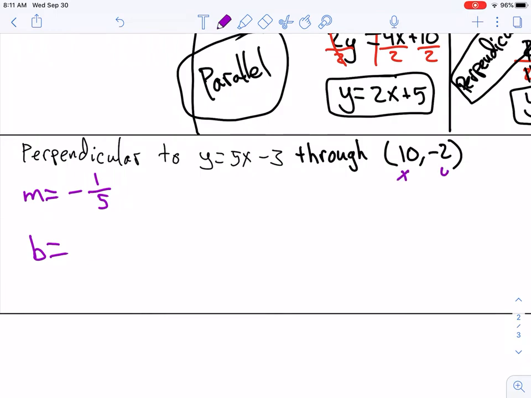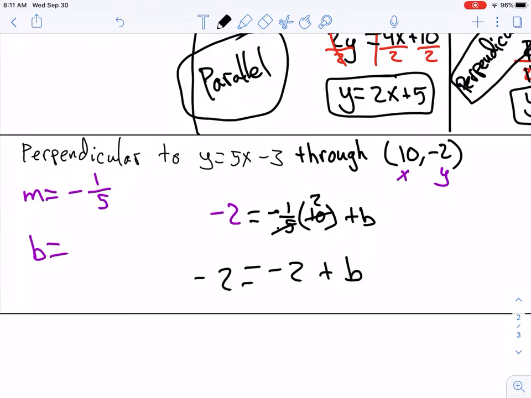So here I have an x and a y. So I'm going to say y, that's my y value, equals m, which is negative 1 over 5, times x, which is 10, plus b. That's what we're trying to find. We don't know that yet. So I'm going to multiply 1 over 5 times 10. These cancel out to give me 2. So negative 1 times 2 is negative 2. And then I'm adding 2 to both sides. And negative 2 plus 2 is 0.